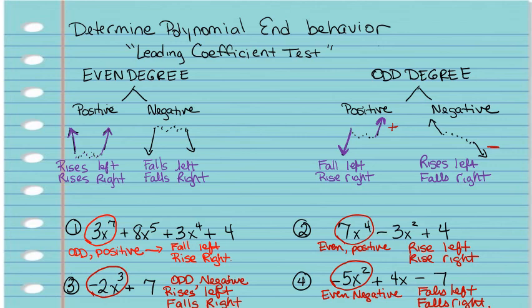Or if it's positive, it's an increasing function. If it's negative, it's a decreasing type function. Hope that helps.